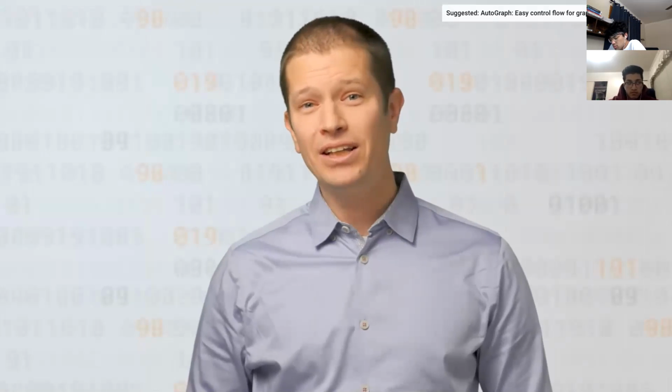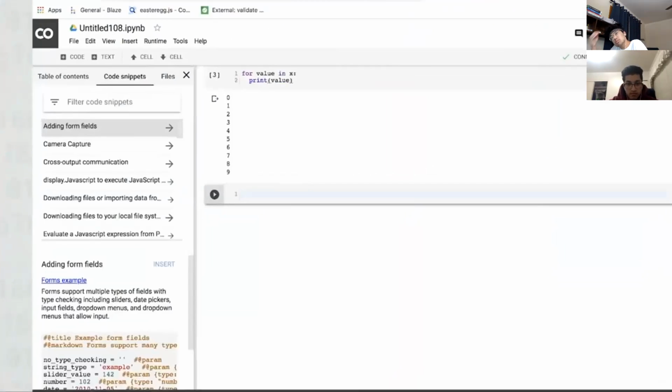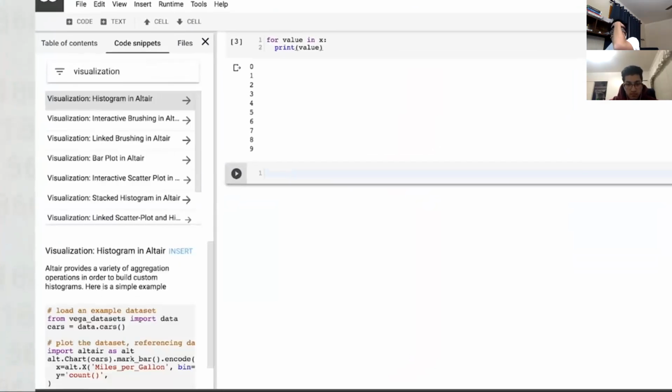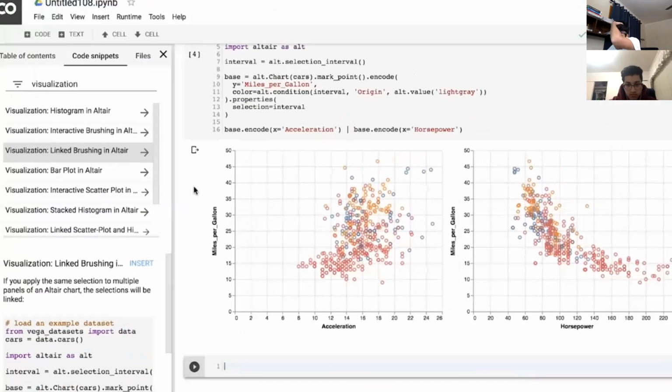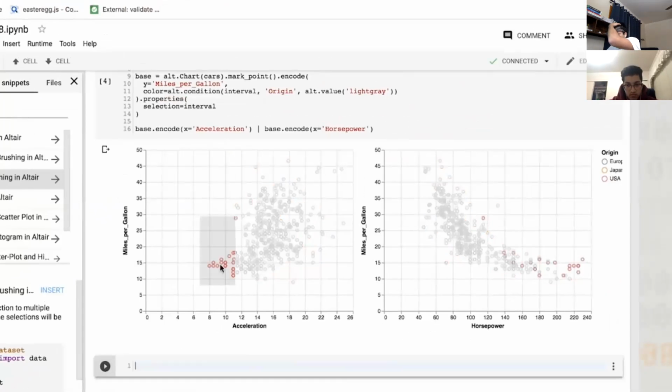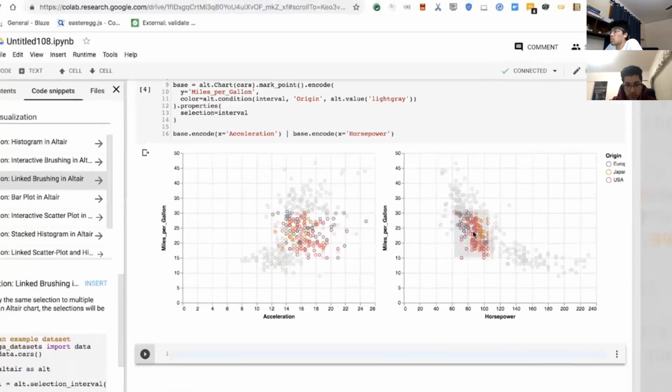Cell outputs are not limited to simple text, however. They can contain any number of dynamic, rich outputs. For example, we can search Colab's built-in library of code snippets and insert code to create an interactive data visualization. This particular visualization is created with Altair, one of several third-party visualization libraries that Collab supports.